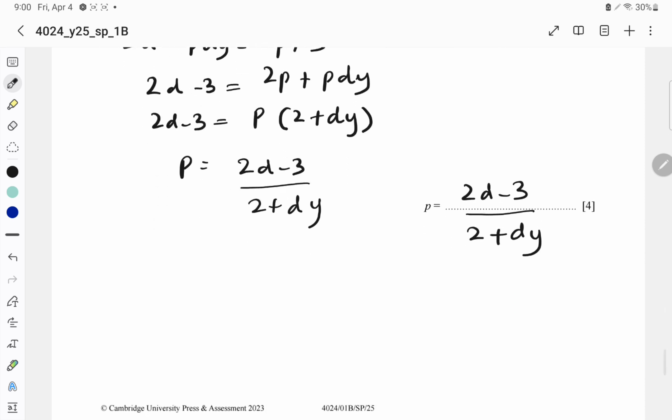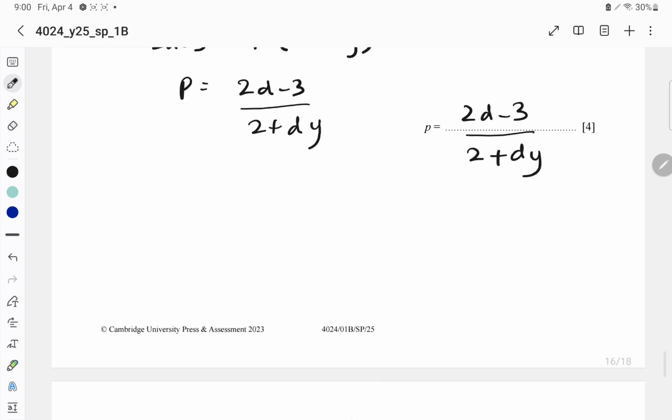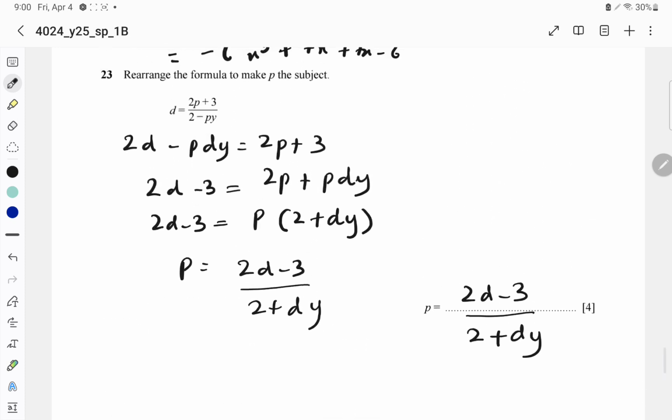4 marks question it was, and it was a very easy question. Whenever you see the subject you are going to make, if it's coming 2 times in the question, take it common and make it once, and then find your answer.